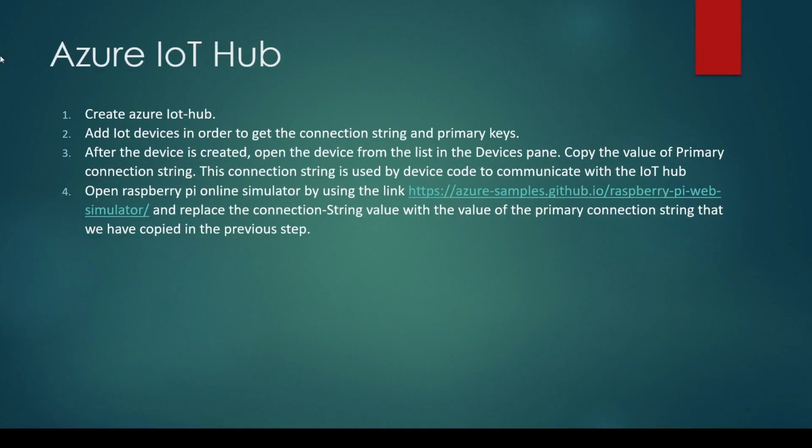So these are going to be our steps today to make this configuration work. First of all, we need to create Azure IoT Hub. Then we have to add an IoT device. After the device is created, we will open the device pane and copy the primary key. We will open the Raspberry Pi online simulator and put our primary connection string there. In this manner, we are going to do this exercise today.